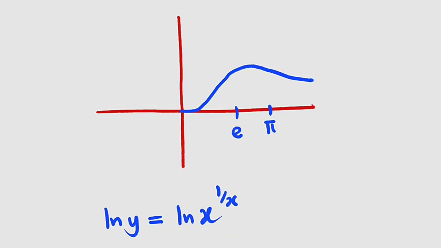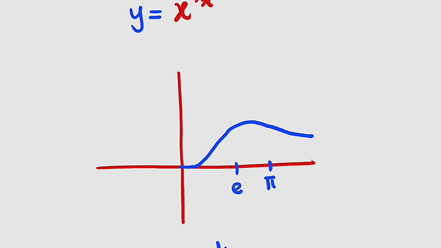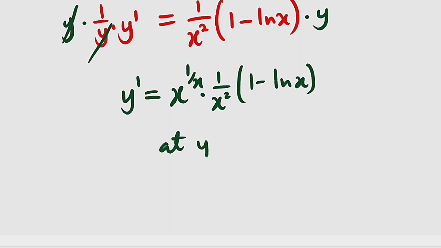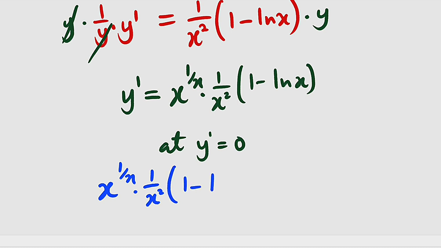But I told you our function or our graph is maximum at a point where the first derivative is equal to 0. So we're going to set y prime to be equal to 0 just to obtain the value of x at that particular point. So if we set x raised to the power of 1 divided by x multiplied by 1 divided by x squared multiplied by 1 minus natural log of x to be equal to 0, it implies either this equal to 0 or this, these three functions.